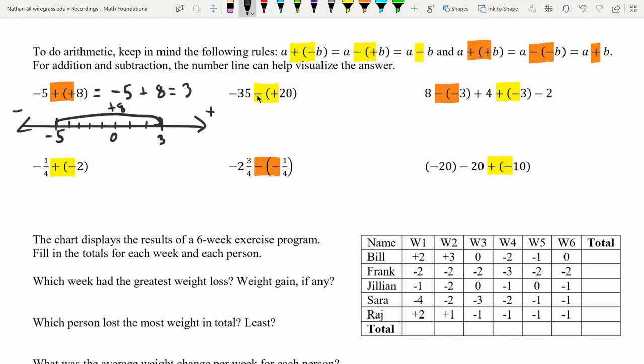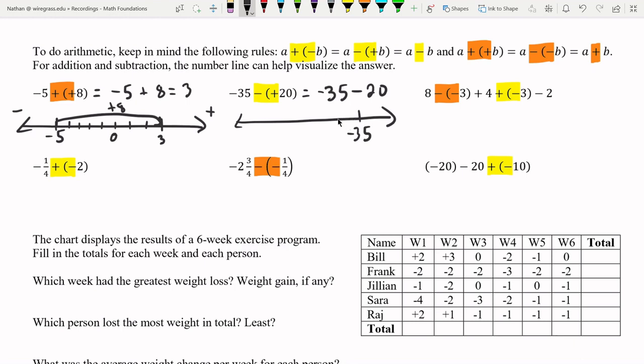Okay, this one here, two different signs, that's going to become a minus. This is going to be -35 minus 20. So once again, we're going to start at the first number, which is going to be -35 in this case. I'm going to put it over here because we're going to go left towards the negative direction of the number line. We go left 20 units.